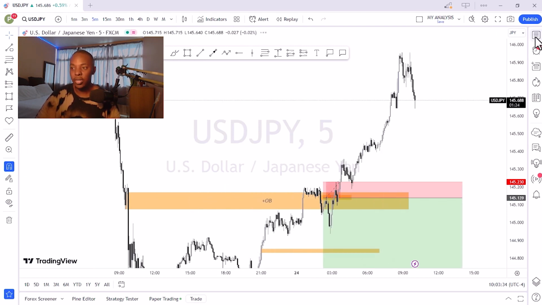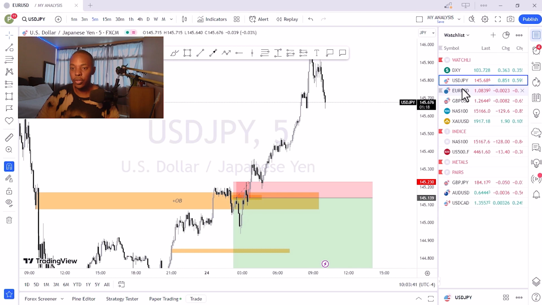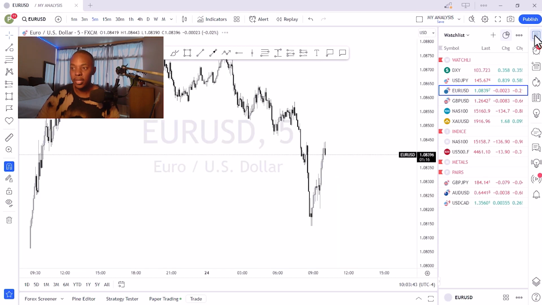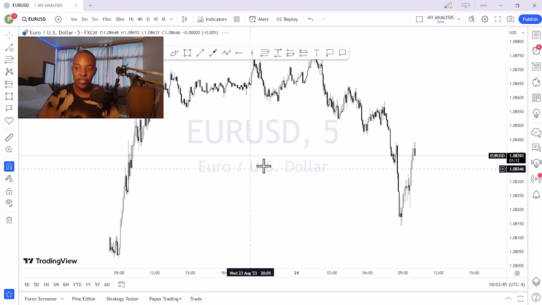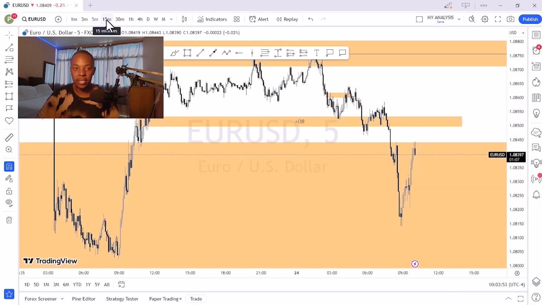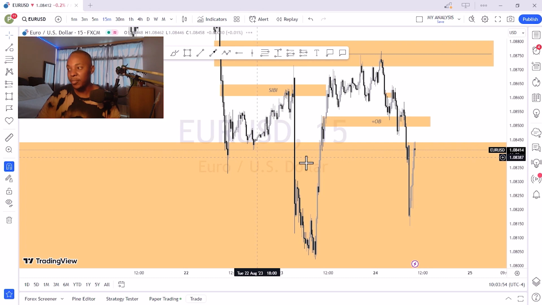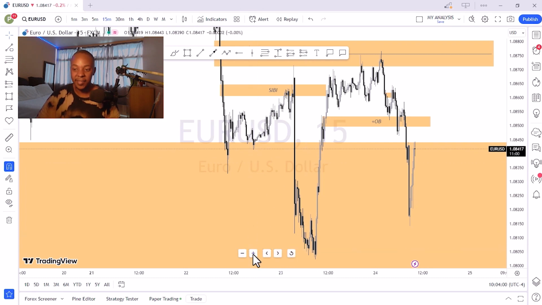And then the second trade I took was Euro USD. Well, I took the Euro USD and the GBP USD. These two trades actually broke my heart. I don't want to lie. At some point, I was heartbroken because of the way they played out.